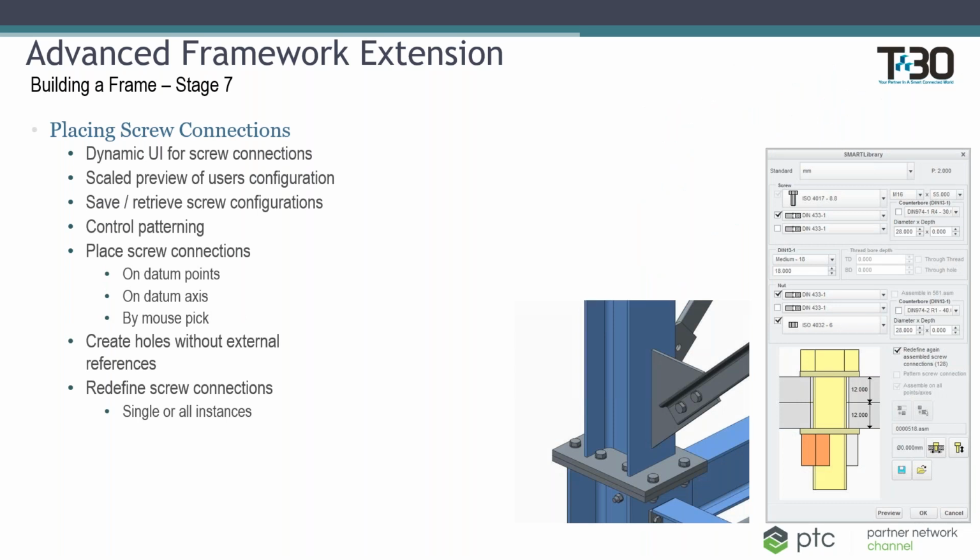What's also included is this smart library for placing screw connections to your model. So this here is an automated process where you can pick out which standard you're going to use, what your dimensions are, and it's able to recognize where you created these end plates and bracing mechanisms, so you can go ahead and quickly add that hardware to your assembly.